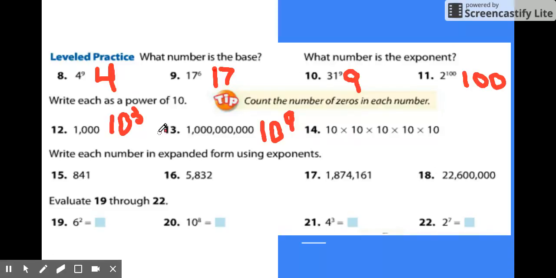And basically what this means is that if I were to multiply 10 times 10 times 10, I get 1,000. If I were to multiply 10 times 10 times 10 and so on until I have 9 tens, I would get this number. On number 14, it's already written out as being multiplied by itself, so count how many tens there are. 1, 2, 3, 4, 5. So it's still 10 to the 5th. You're multiplying 10 by itself 5 times.